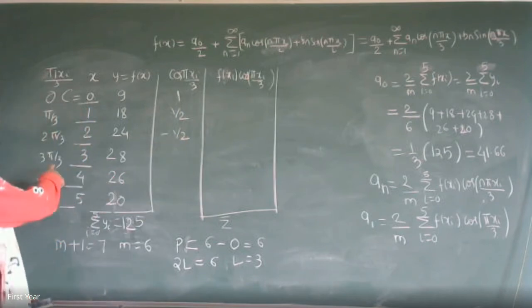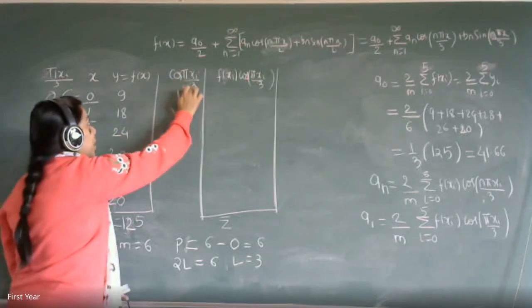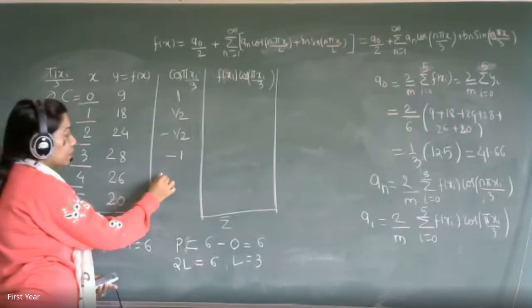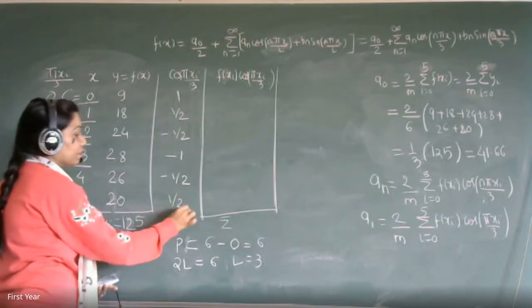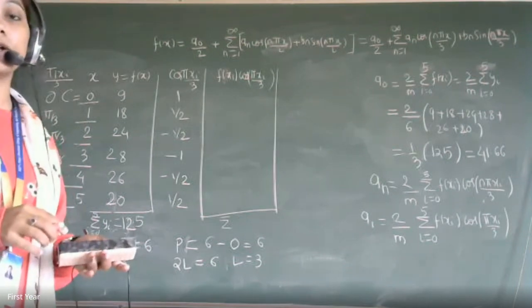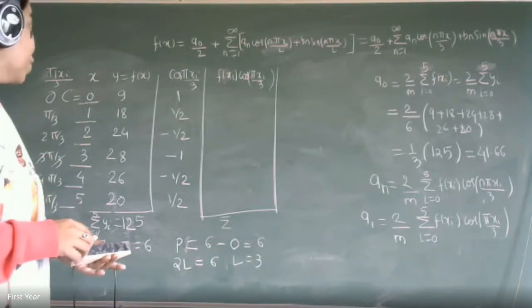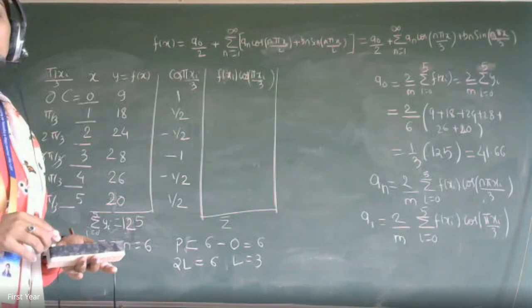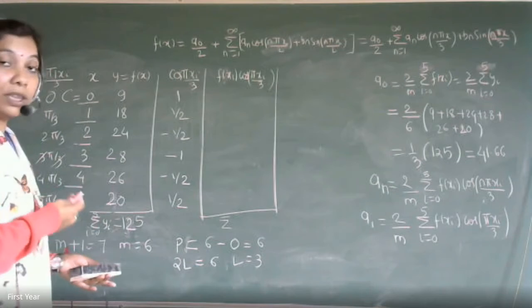Then put x is equal to 3, the 3 gets cancelled, cos pi is minus 1. Then put x is equal to 4. So what is cos 4 pi by 3? Again minus half. And cos 5 pi by 3 is half. If you don't know these values, you can also use a calculator. Keep the mode of your calculator in radians and find cos of 0, cos of pi by 3, cos of 2 pi by 3, cos of pi, 4 pi by 3, and 5 pi by 3. You will get these values. All single figures. That is what I am using.